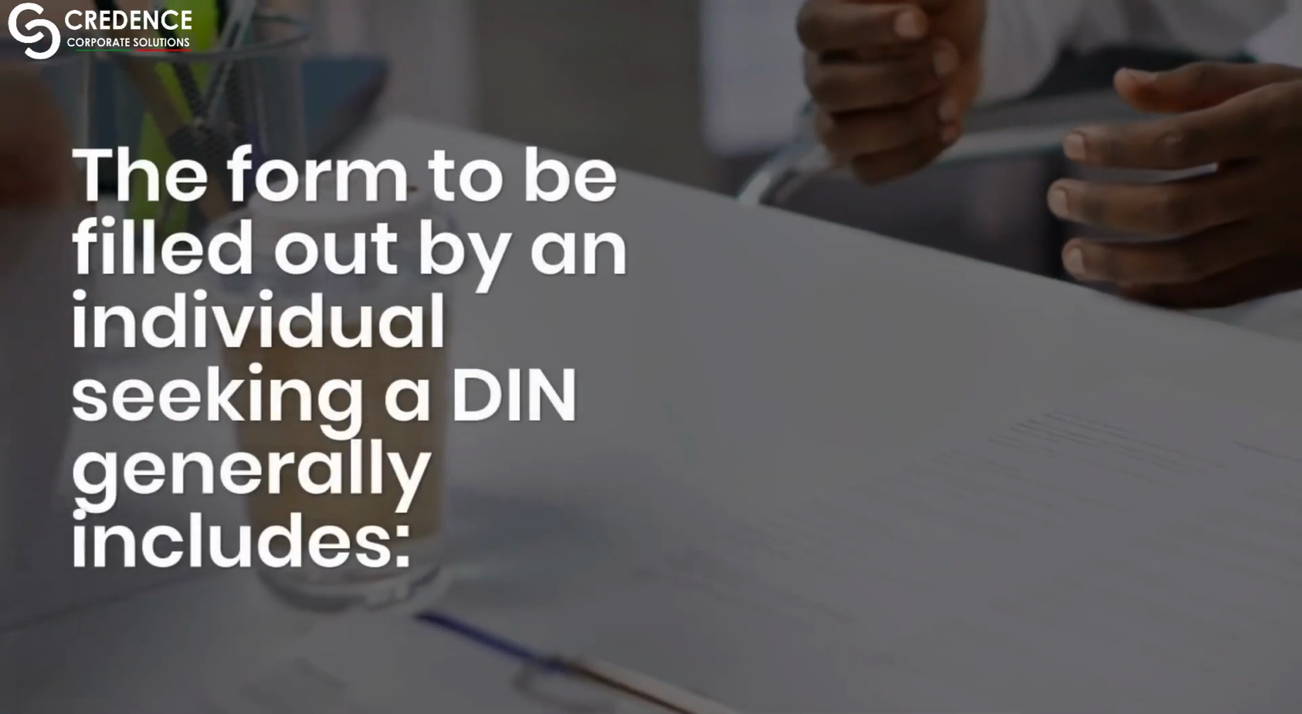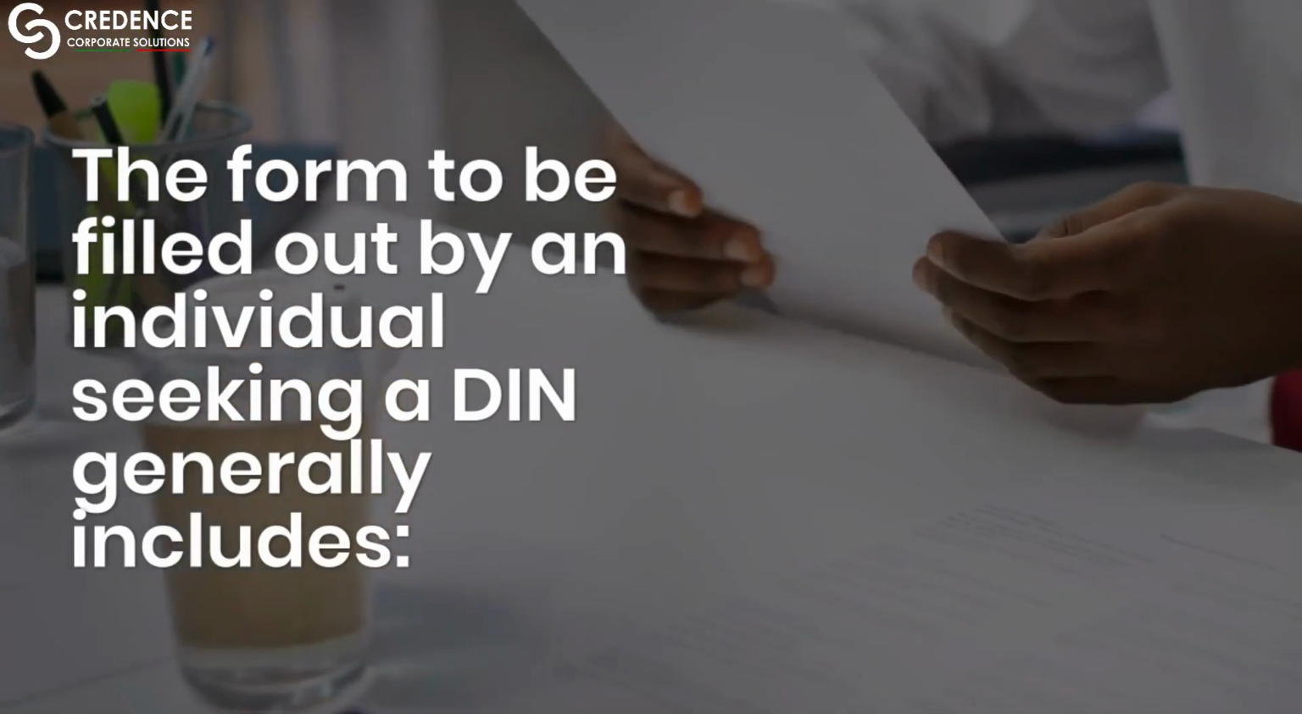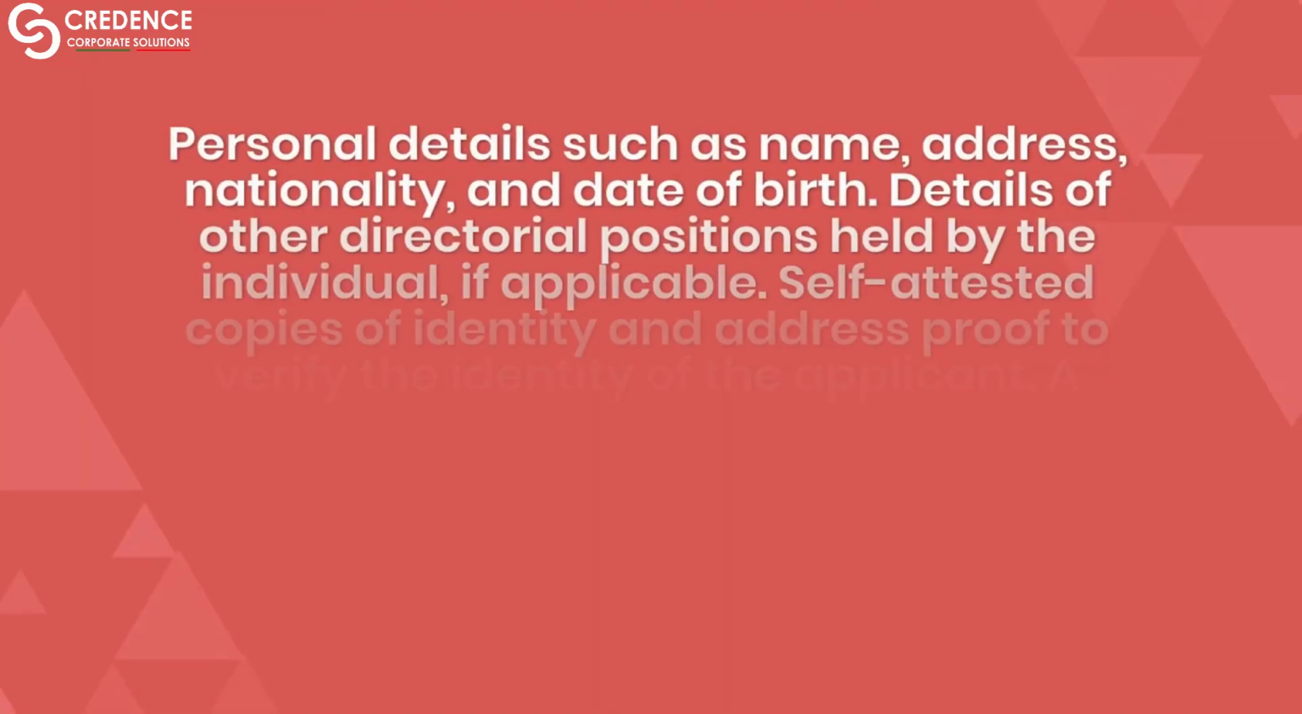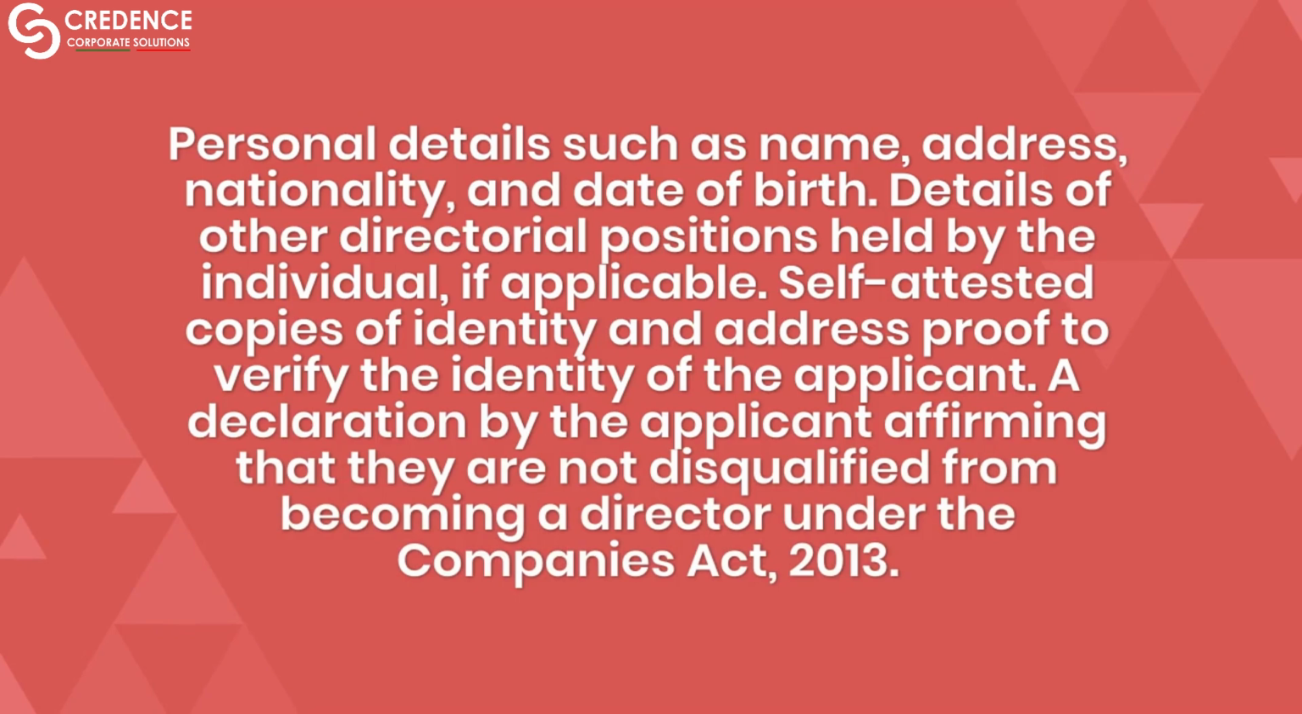The form to be filled out by an individual seeking a DIN generally includes personal details such as name, address, nationality, and date of birth. Details of other directorial positions held by the individual, if applicable. Self-attested copies of identity and address proof to verify the identity of the applicant. A declaration by the applicant affirming that they are not disqualified from becoming a director under the Companies Act, 2013.